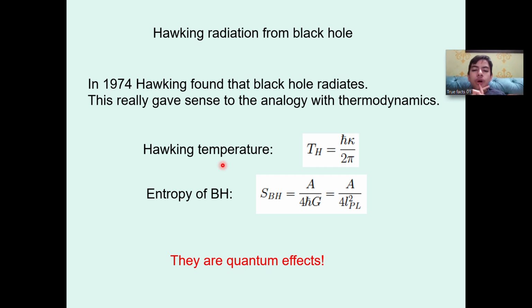So in 1974, Hawking found that a black hole emits radiation, which has the Hawking temperature, T_H equals h bar kappa by 2 pi. I also have a paper published on trying to solve this black hole thermodynamics by introducing a function of time. So make sure to check it. I'll try to put the link in the description.